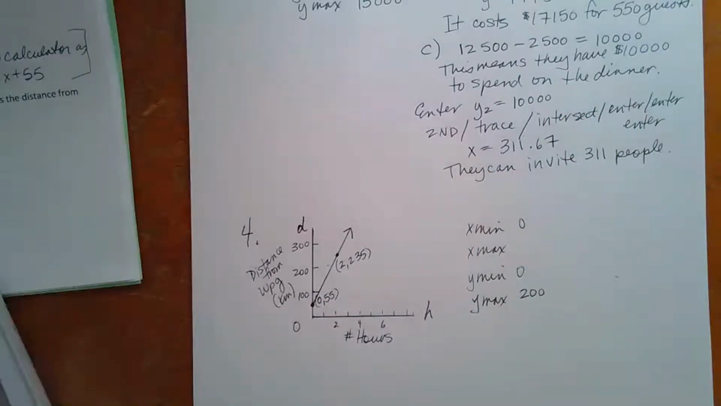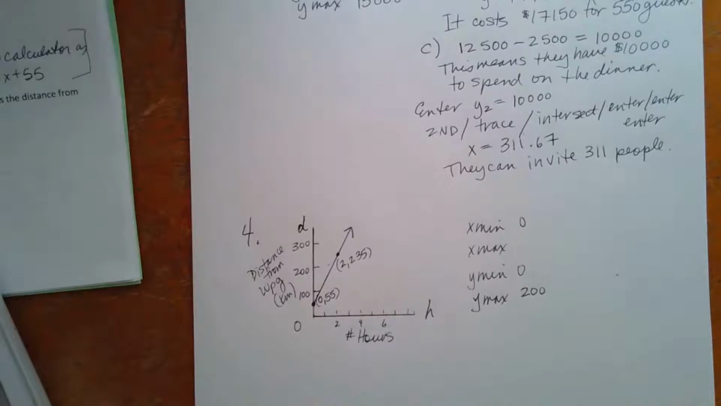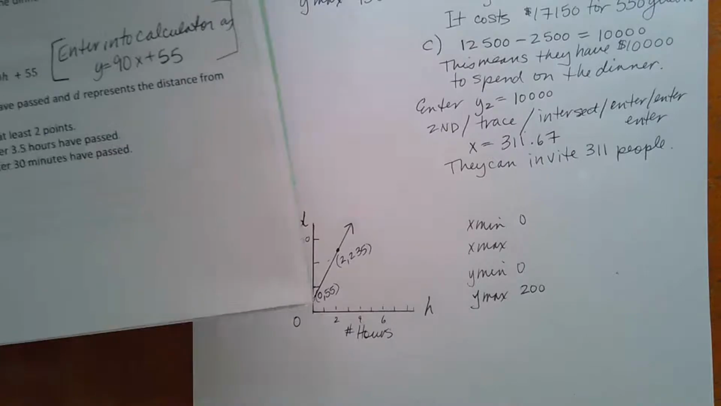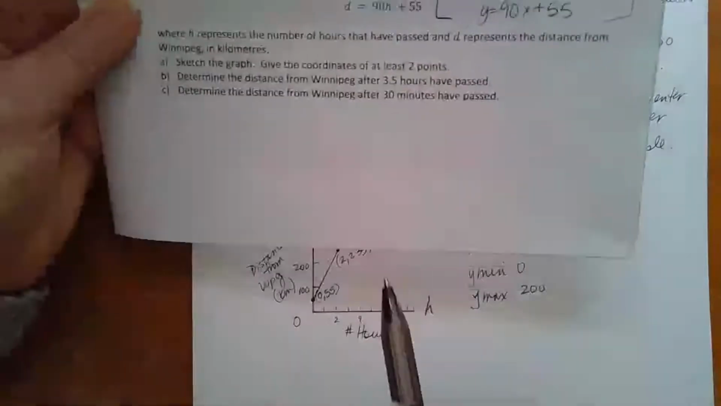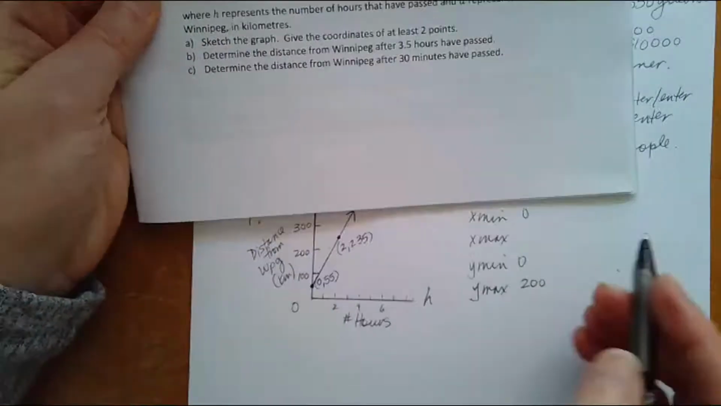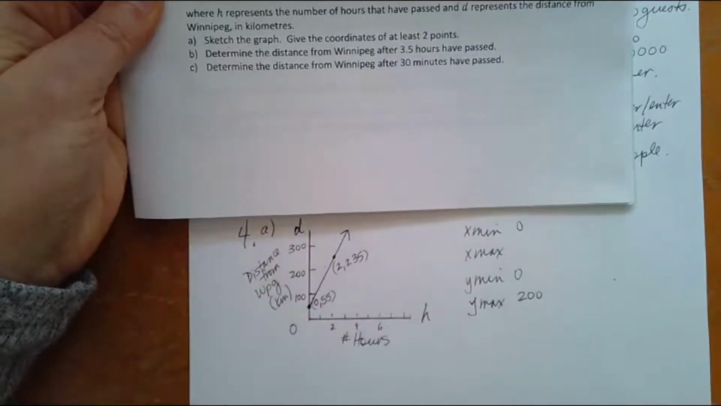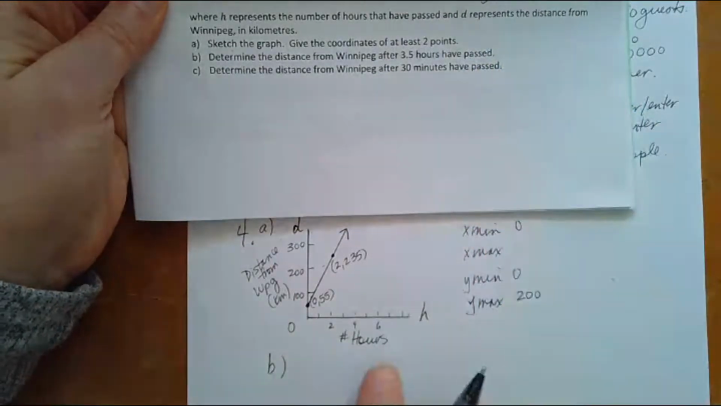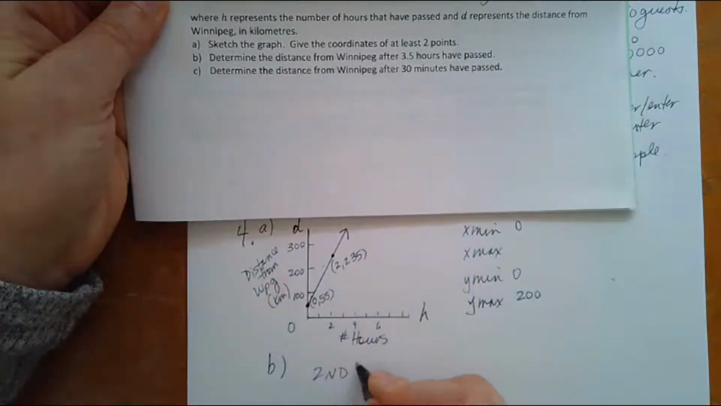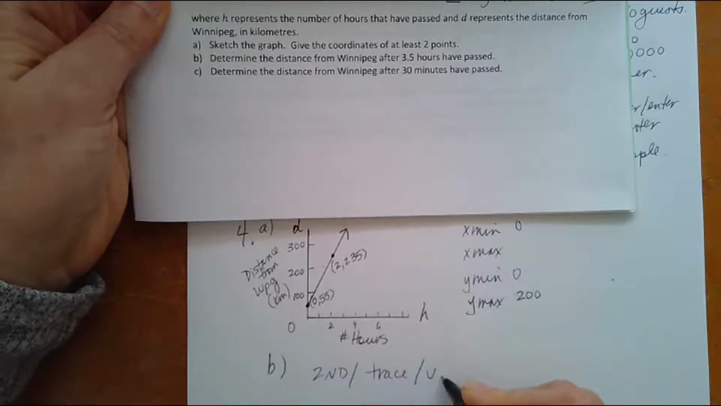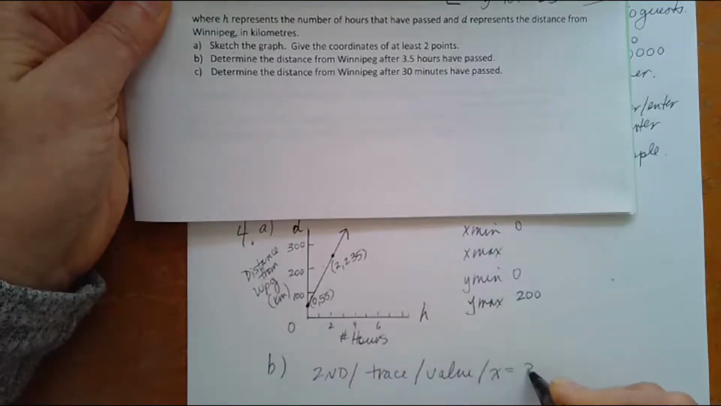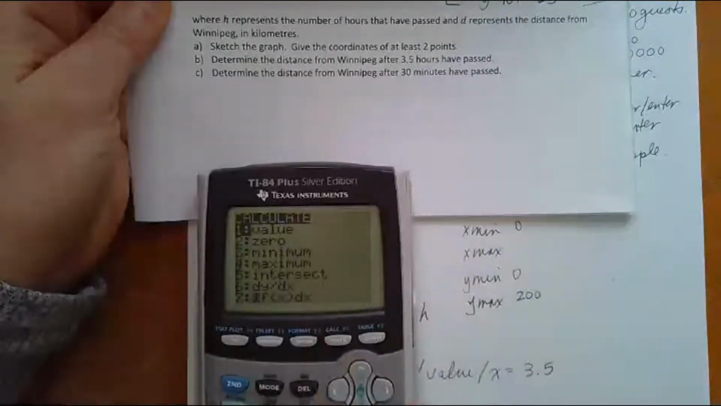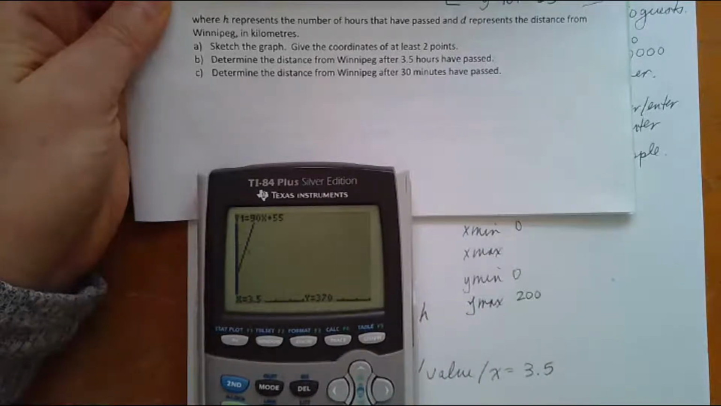All right, so now we can answer the questions. Sketch the graph, give the coordinates of at least 2 points. I'm just referring to my questions here. I've done that. That was my part A. Part B, determine the distance from Winnipeg after 3.5 hours have passed. Well, that's an x value, right? So that second trace value, x equals 3.5. Second trace value. So 370.